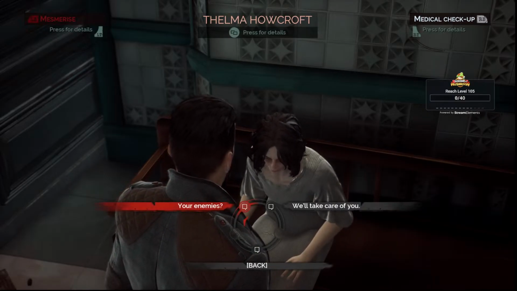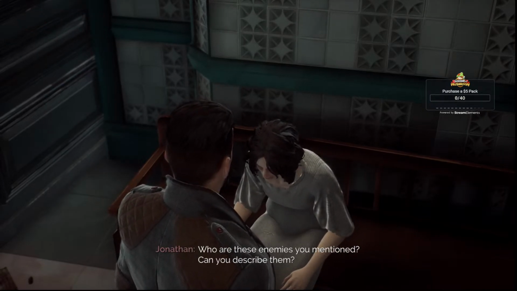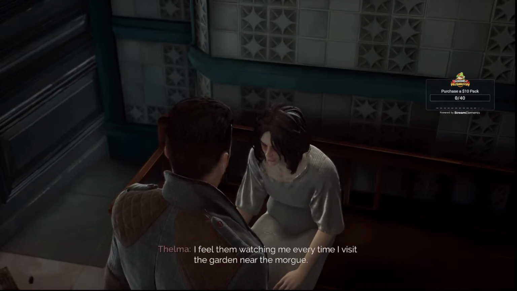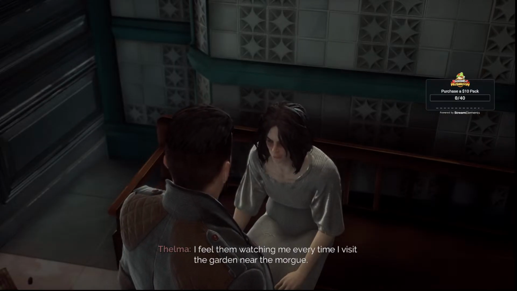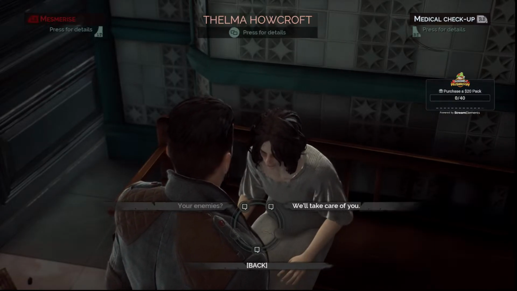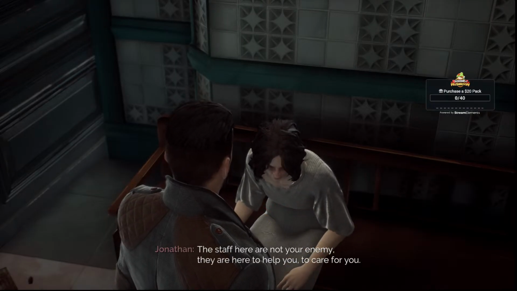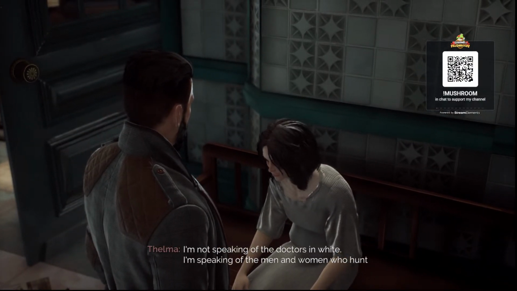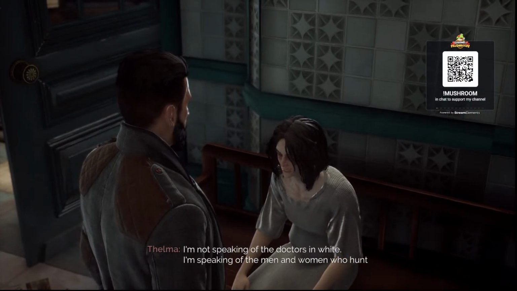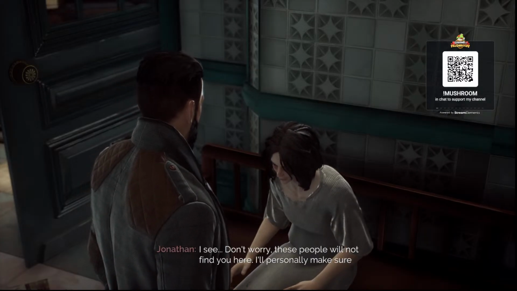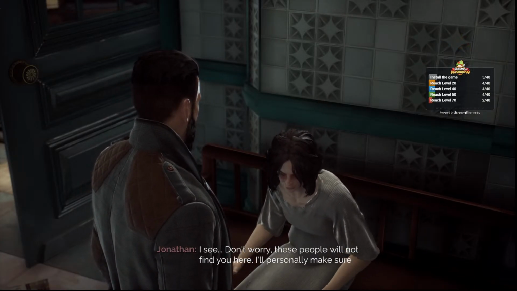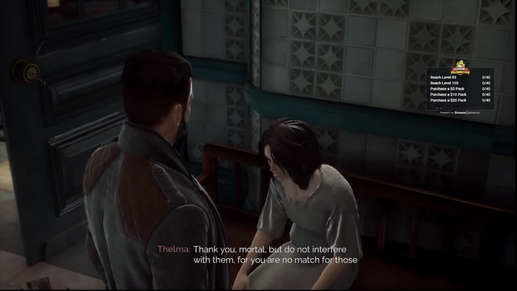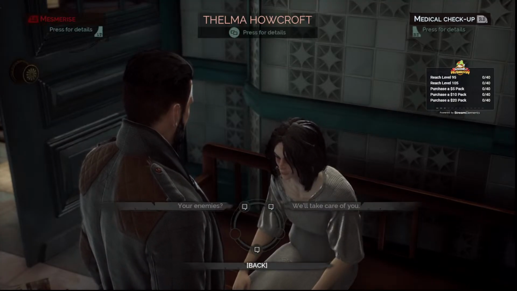Who are these enemies you mentioned? Can you describe them? I cannot say for sure. But I sense their eyes on me from nearby. I feel them watching me every time I visit the garden near the morgue. The staff here are not your enemy. They're here to help you, to care for you. I'm not speaking of the doctors in white. I'm speaking of the men and women who hunt me. For I am a vampire. I see. Don't worry. These people will not find you here. I'll personally make sure they leave you alone. Thank you, mortal. But do not interfere with them, for you are no match for those that hunt me.